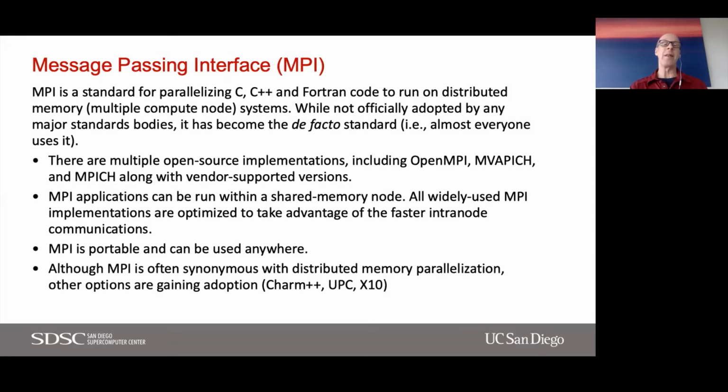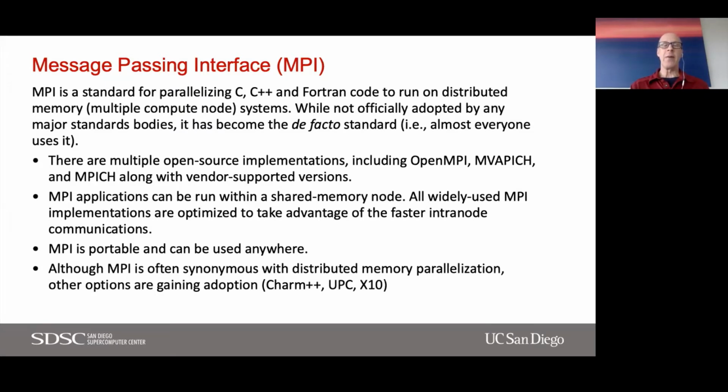When they need to share data, when they need to exchange data, they will make a call to a function in the MPI library to pass that data. So MPI is a standard for parallelizing C, C++ and Fortran code to run on distributed memory, multiple compute node systems. I should mention, though, that you can also use it within a compute node. Although it's not officially adopted by any of the major standards bodies, it's really the de facto standard for distributed memory parallel computing. And by de facto, we mean essentially almost everybody uses it.